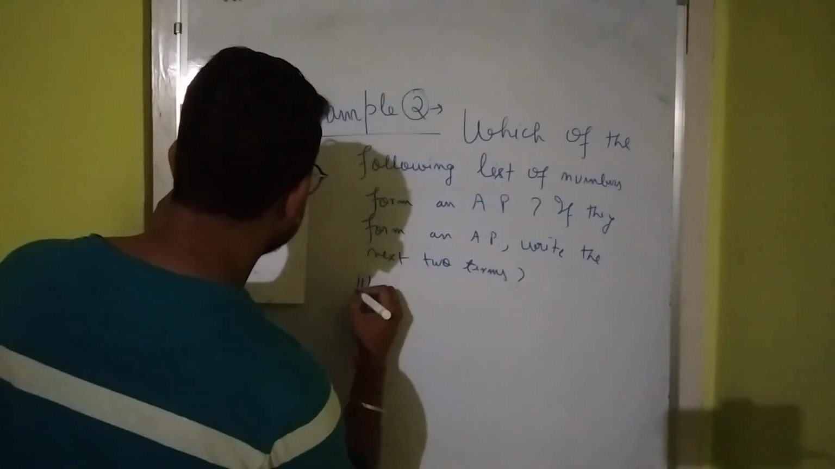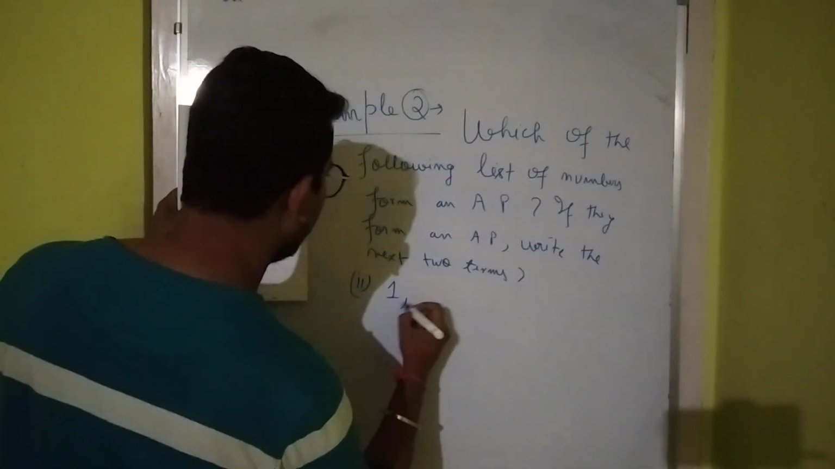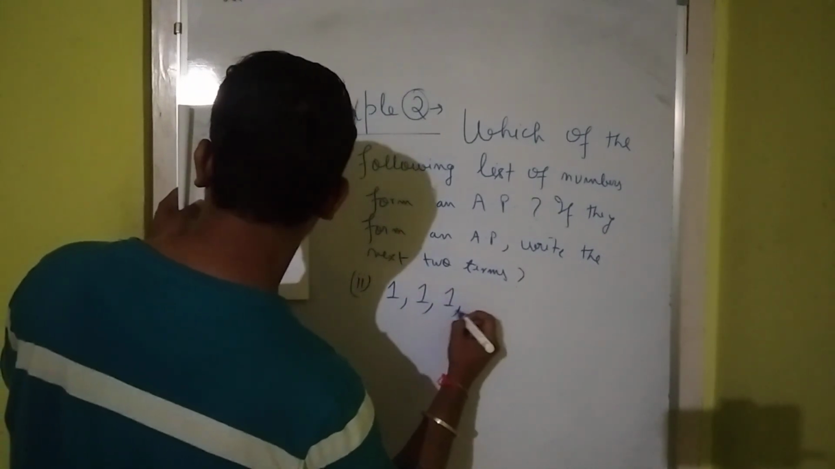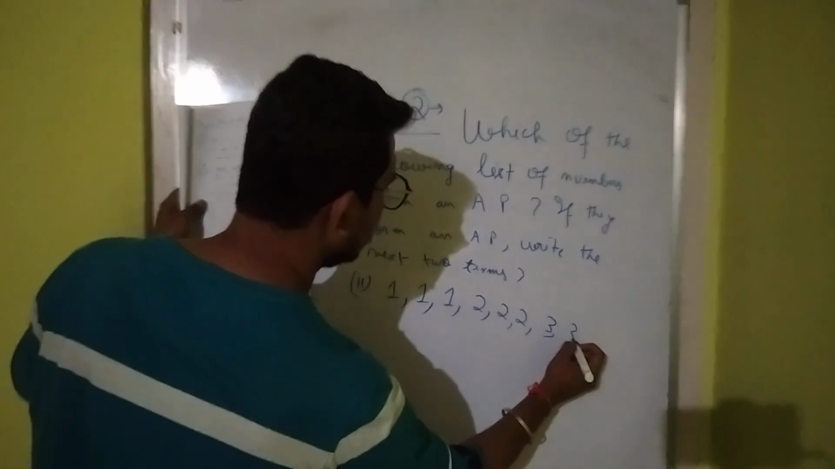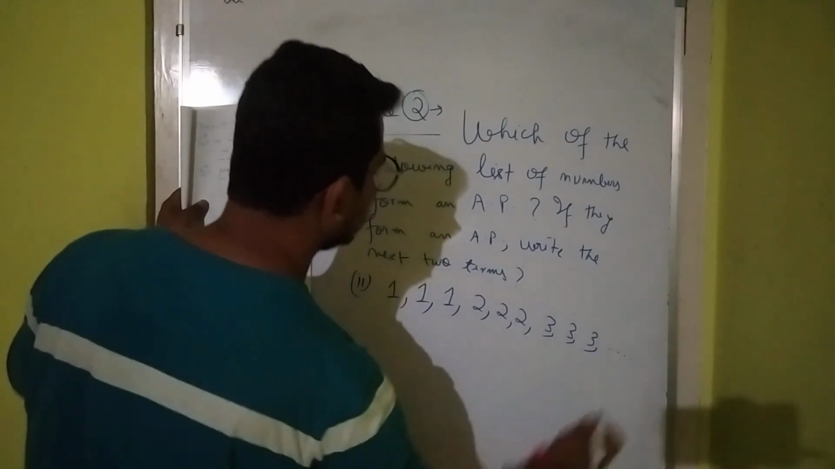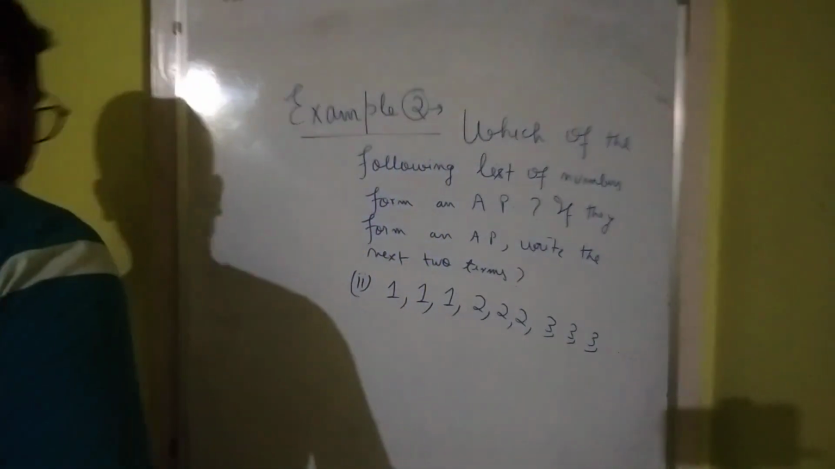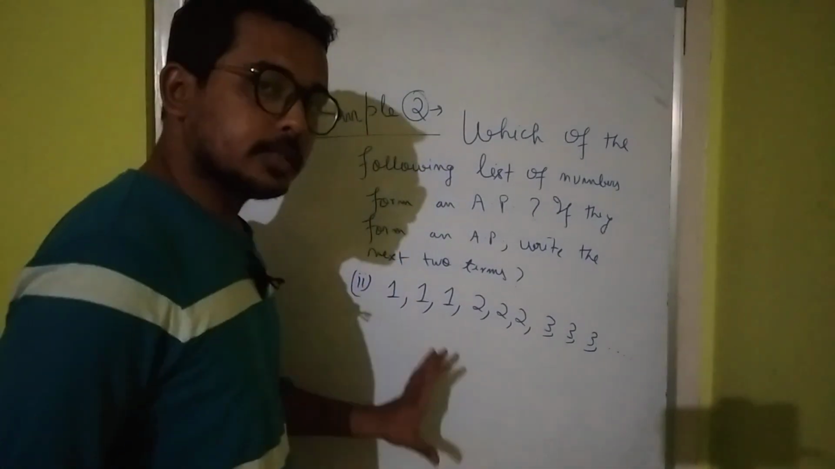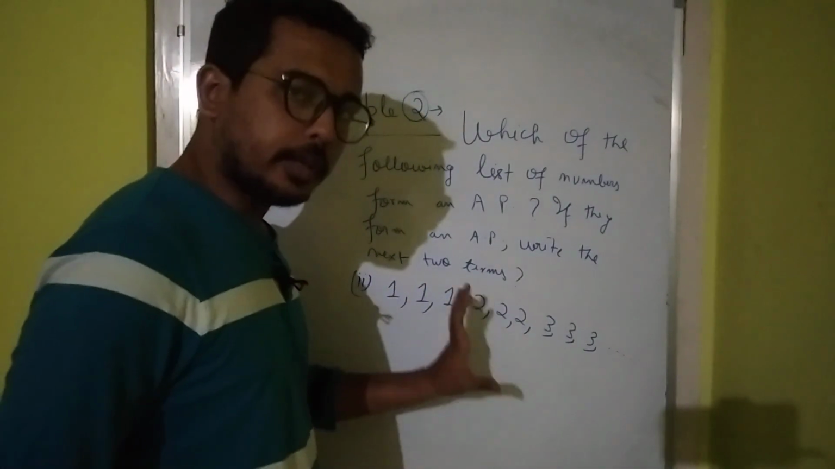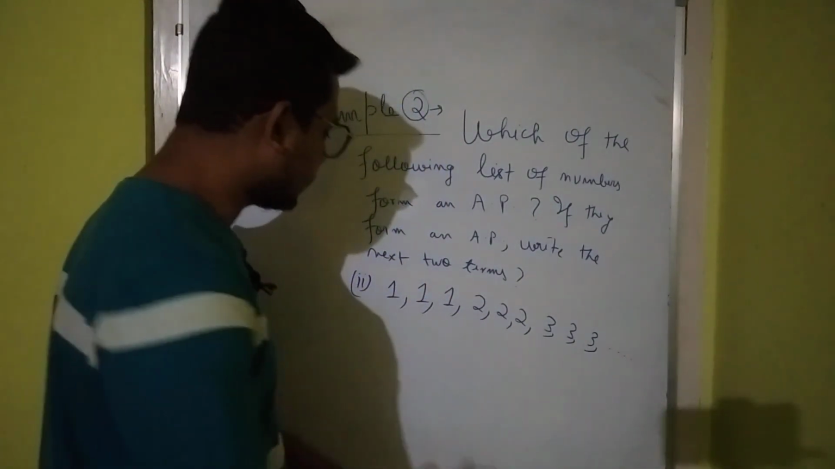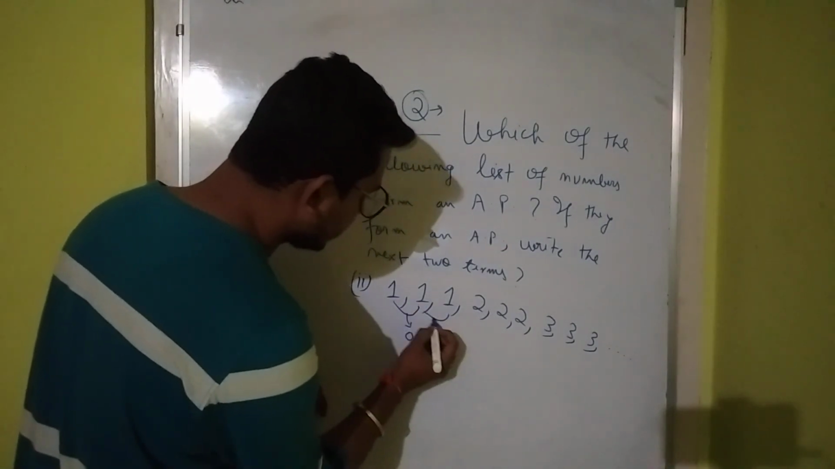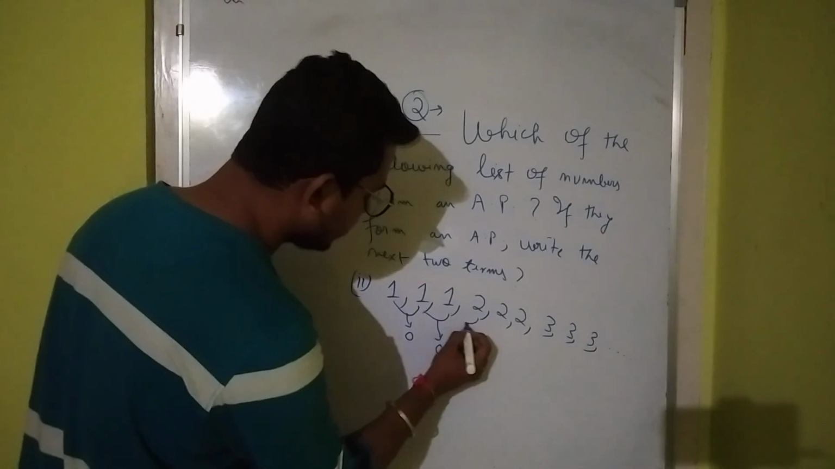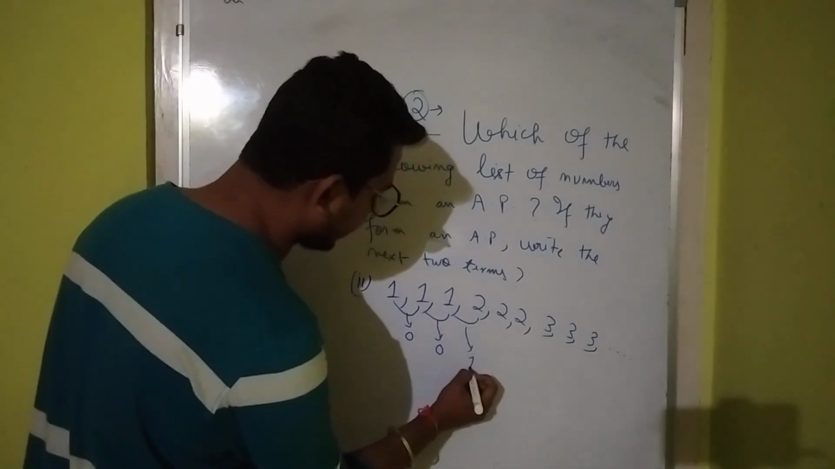So second is 1, 1, 1, 2, 2, 2, 3, 3, 3. Does this sequence form an AP? No, because इन दोनों का कॉमन डिफरेंस तो ठीक है, 0 है. This two also forms 0, this two forms 1.